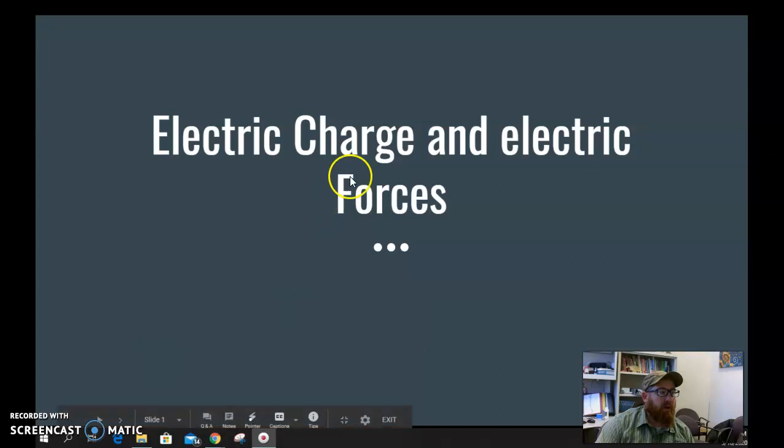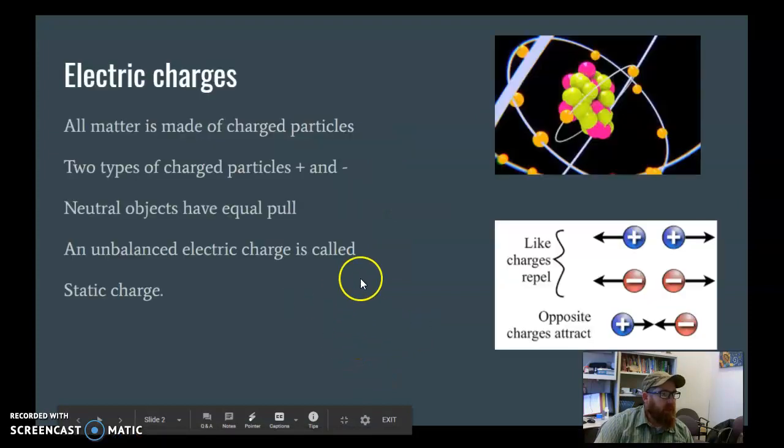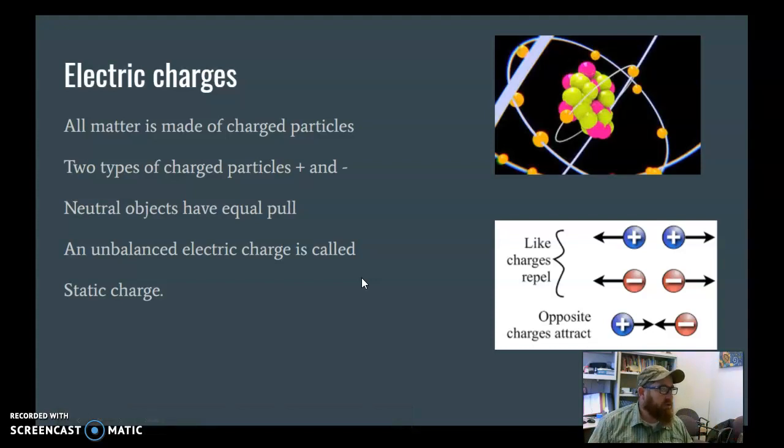whenever you want to. So to start out with, we're talking about electric charge and electric forces. So we have these electric charges. All matter is made up of particles. We know that they're all made up of atoms.